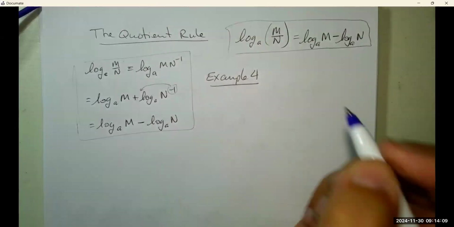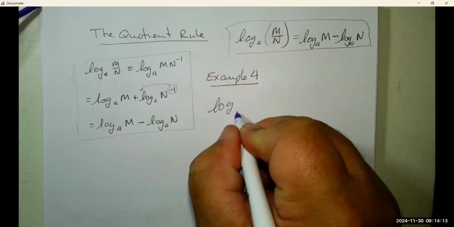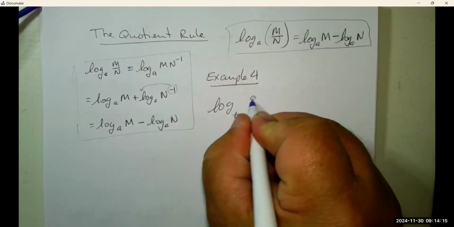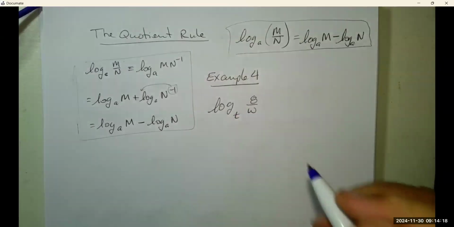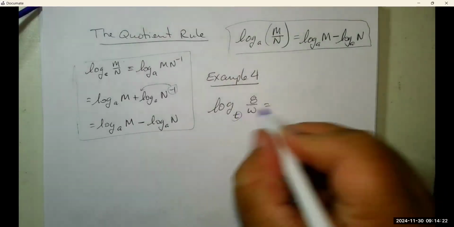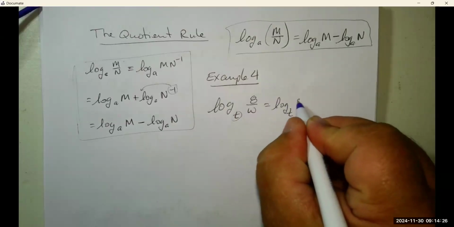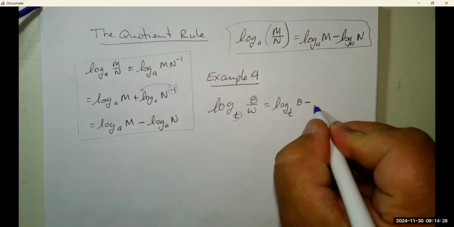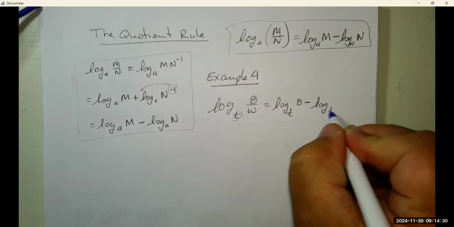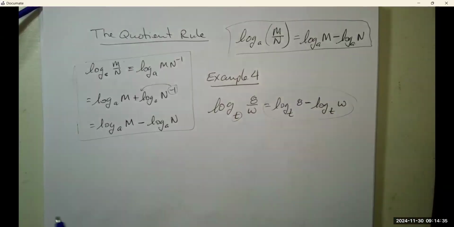So, example 4. Log base t of 8 over w. It's the same base, and it's a fraction, so it's log base t of the top number minus log base t of the bottom number. And there's your answer.